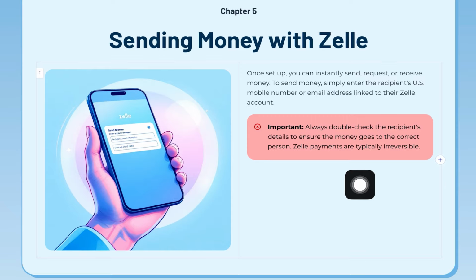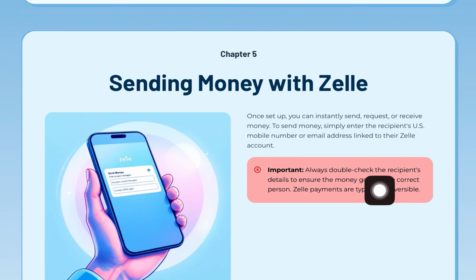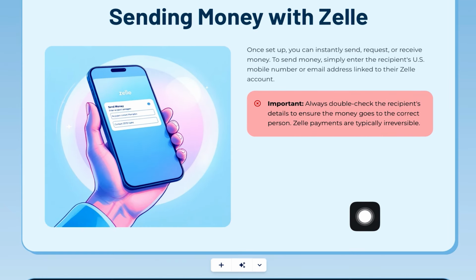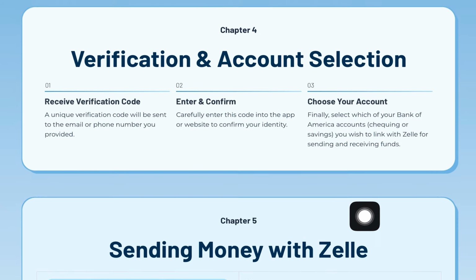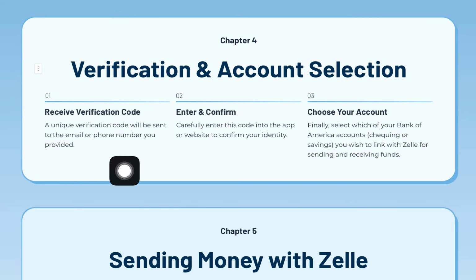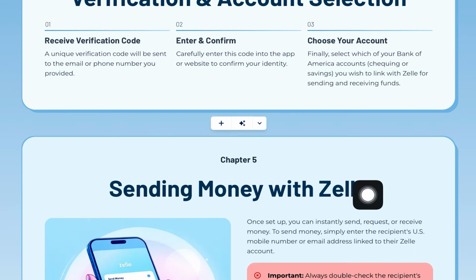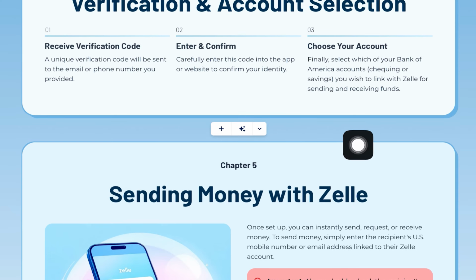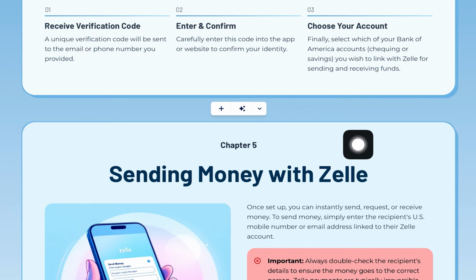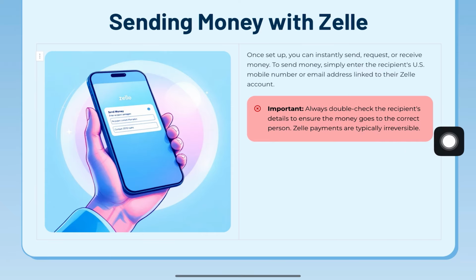You can now send, request, or receive money directly inside your Bank of America app. To send money, just type in the recipient's US phone number or email that's linked to their Zelle account. If you're unsure, double check with them so it goes through correctly. And that's it. Super simple.